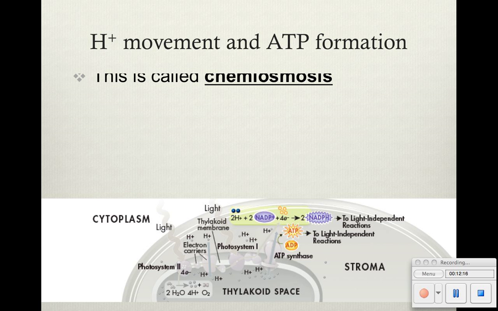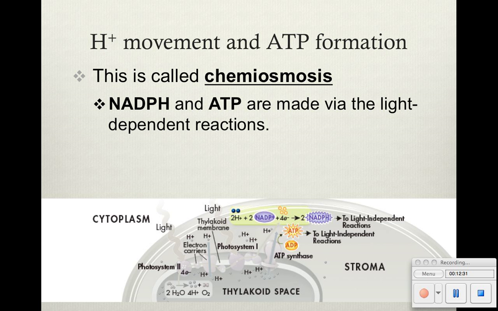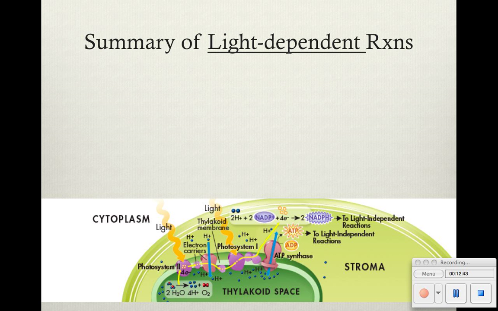So this entire process up until this point, Photosystem I, Photosystem II, and the ATP synthase, so the production of NADPH and ATP is called chemiosmosis, right? We have NADPH, energy carrier, and ATP, another energy carrier, that are made through the light-dependent reactions. That itself is chemiosmosis. So let's have a summary of our light-dependent reactions.